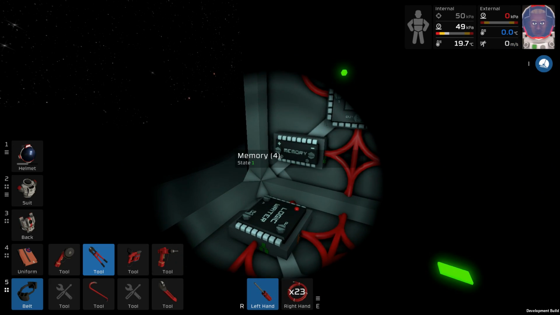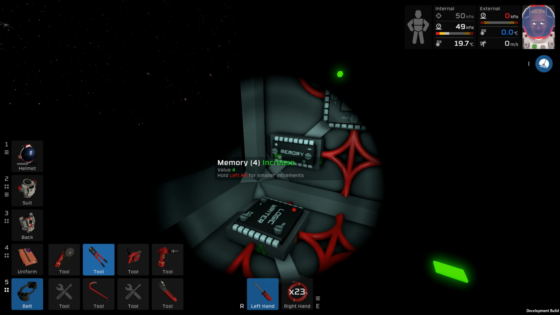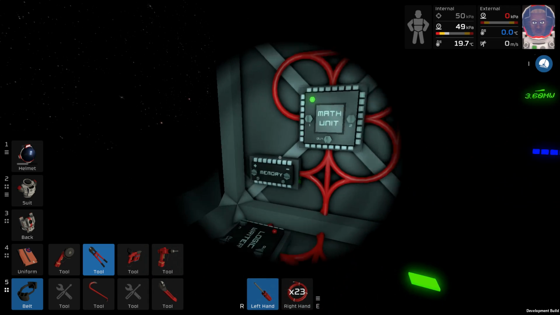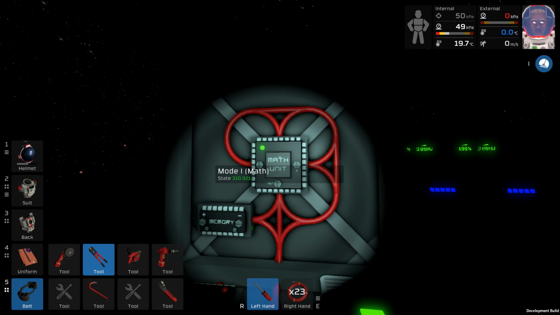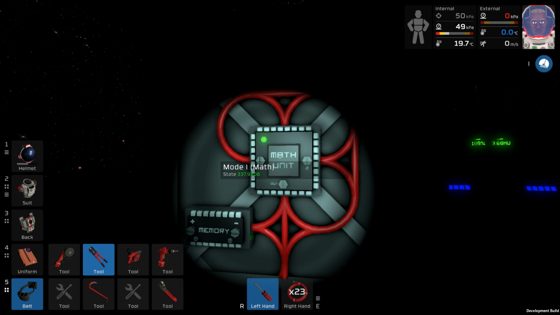Okay, I know what I did wrong. I didn't set up this memory module. Of course, we want to set this to 4. Just naming it 4 doesn't really help. So there we go. Finally, we have the proper minutes.